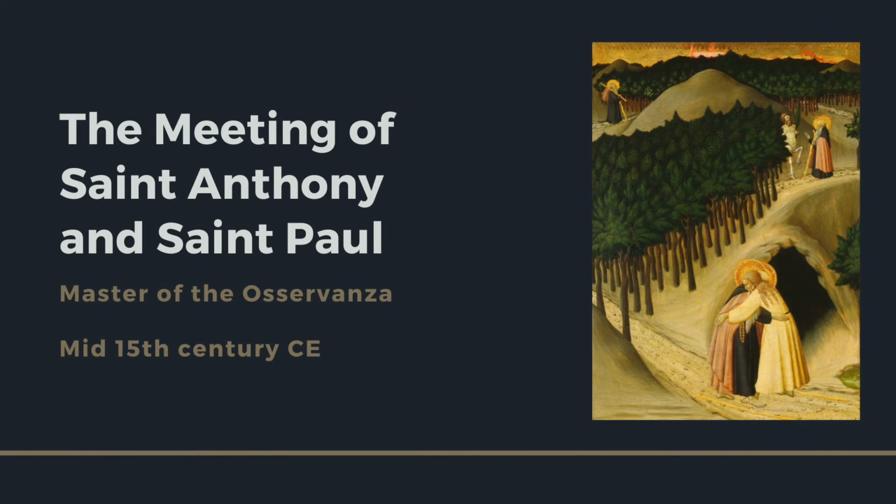St. Anthony of Egypt was one of the most popular saints during this period in history. He lived in Egypt during the 3rd century CE, and he spread ideas about monasticism and its use in the Christian faith. This work shows the meeting of two saints during his life, St. Anthony himself and St. Paul of Thebes. It was painted in the 15th century by the so-called Master of the Osservanza.